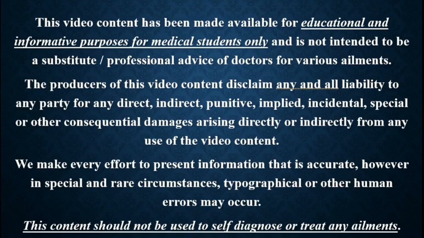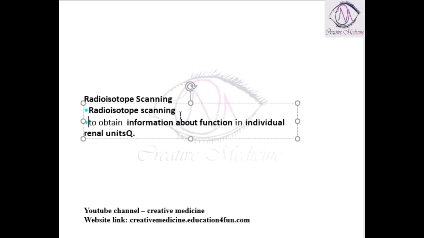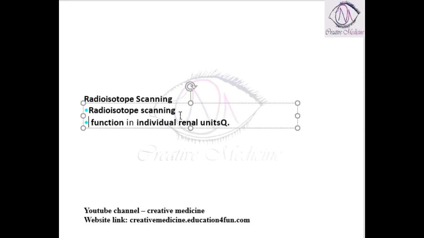In this lecture, we will learn about radioisotope scanning. Radioisotope scanning will help us to find information about the function of the individual renal units. Our function of the kidney can be found out by the isotope renal scan. It detects the function of the kidney.